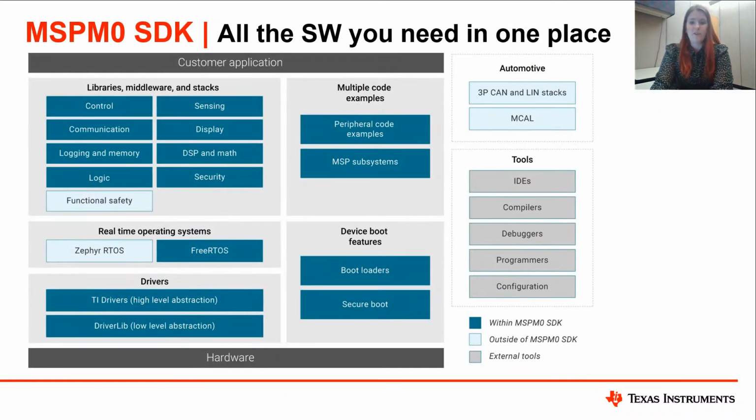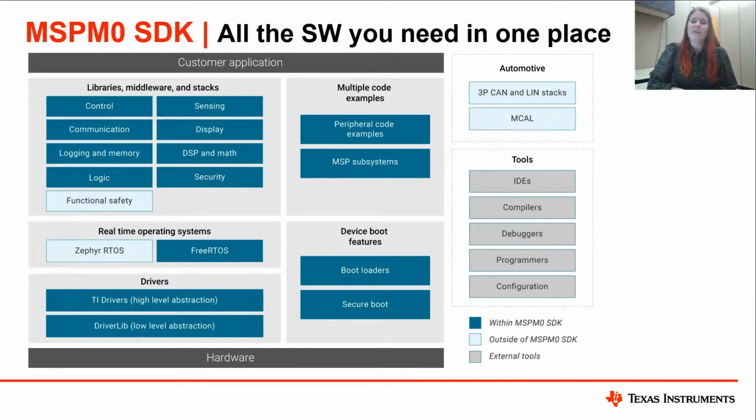Along with our hardware, we also provide a free software development kit, better known as our SDK. The MSPM0 SDK is your one-stop shop for all of your software development needs. The SDK includes libraries, middleware, and stacks for specific applications, RTOS options, high-level and low-level drivers, bootloaders and secure boot, as well as multiple code examples to help you get started. These offerings help to increase the level of abstraction and provide a solid foundation for you to build your application code off of. So no matter your level of software experience, the SDK can help you design and get to market faster.